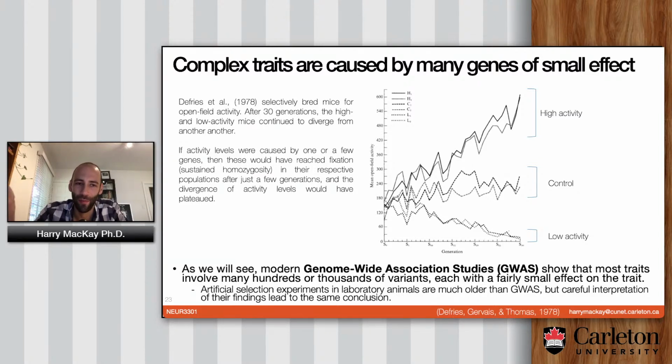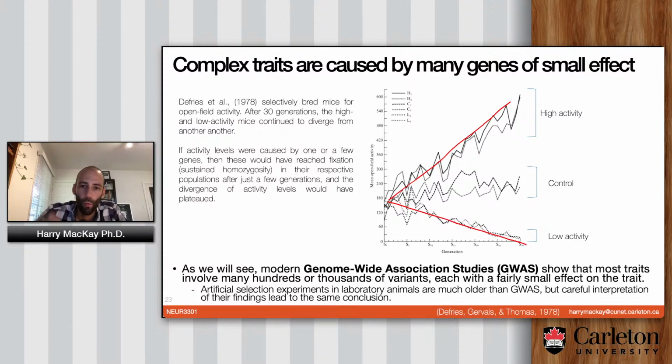A study like this would never have been funded today, because today funding is not done on this kind of long-term basis. But what they found is that the open field activity of mice bred for high activity continued to go up. Even after 30 generations of breeding, it was still going up, while at the same time, the field activity of low activity mice was continually going down.